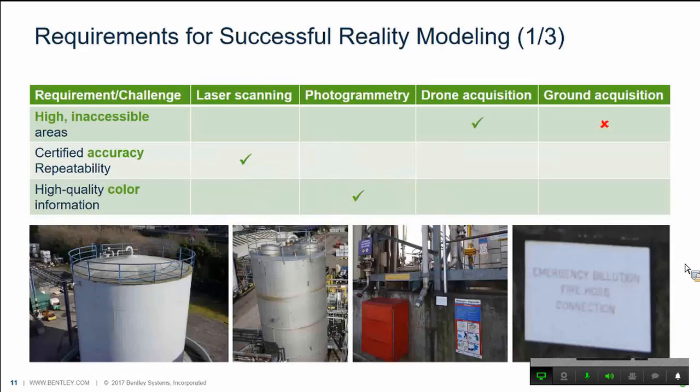First, let's have a look at what the requirements are for a successful 3D model. What are the main challenges? So first, high and inaccessible areas are a main challenge for both laser scanning and photogrammetry. This can be solved by using a drone, and of course from the ground this is something that cannot be achieved. We want certified accuracy and repeatability. This will be provided by laser scanning. But we also want high quality color information provided by photogrammetry.